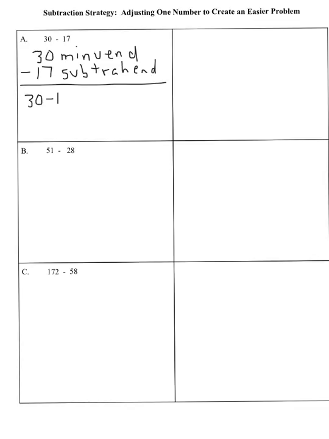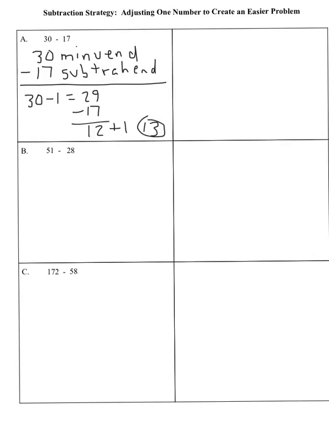So as we look at this, one of the ways we can solve this is we could subtract 1 from 30. So we can make that into 29. And then that way we're not borrowing. So 29 lose 17 is an answer of 12. We have to remember that we took away 1 from the minuend, so in our answer, we have to add that 1 back. So we have a difference of 13.